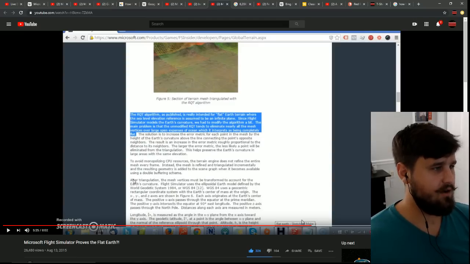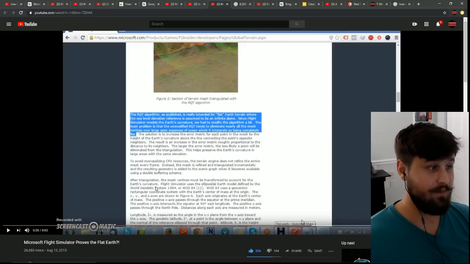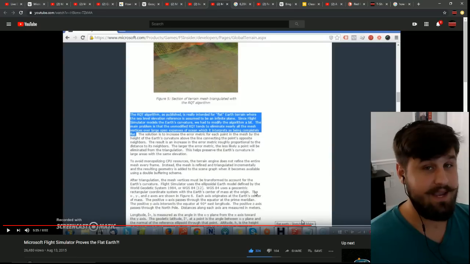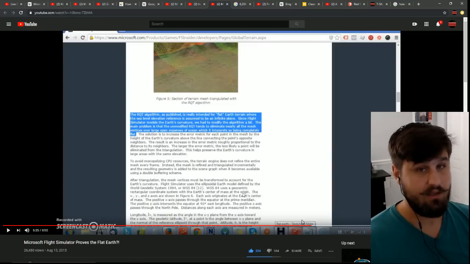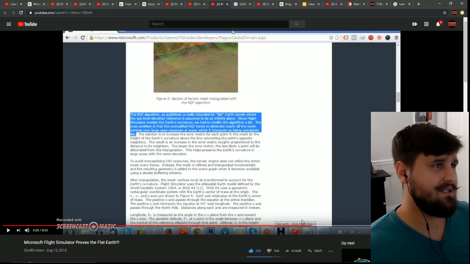And a little bit further down they go, after triangulation, the mesh vertices must be transformed to account for the Earth's curvature. Flight Simulator uses the ellipsoidal Earth model defined by the World Geodetic System 1984 or WGS-84. WGS-84 uses a geocentric rectangular coordinate system with the Earth's center of mass at the origin, blah, blah, blah, blah. So they claim that they take all types of things into account to make a potentially flat video game look spherical. Still, I think there's a lot of issues with the WGS itself. I'm not going to get into that right now.